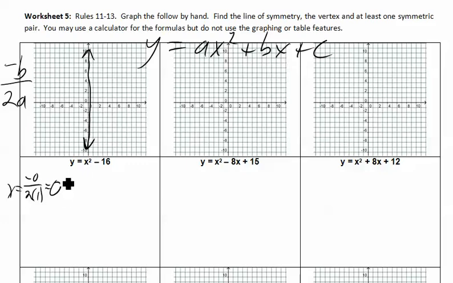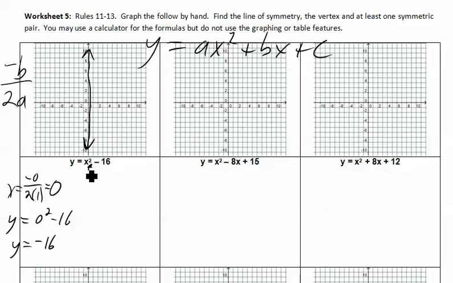So we take that value and we put it where x is, because we have to find y for our vertex. So y equals 0 squared minus 16. Well, 0 squared is just 0, so minus 16. Y equals negative 16. So our vertex is at (0, -16), which unfortunately comes off the graph a little bit here.